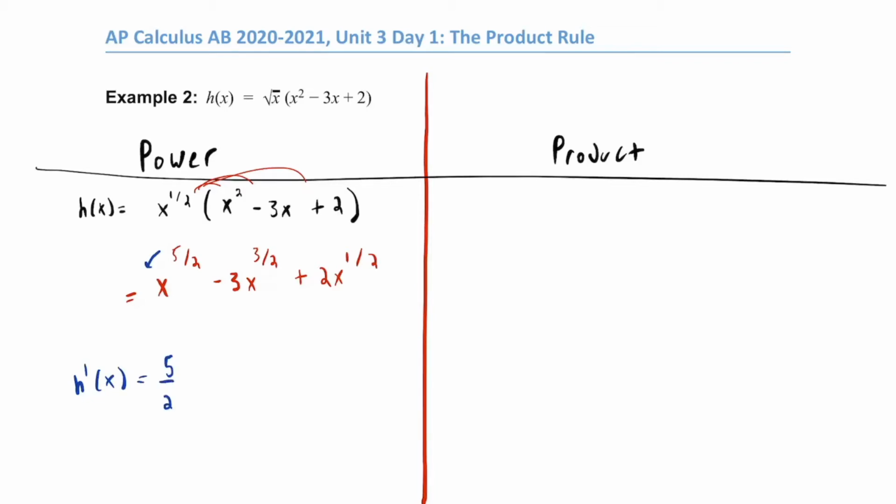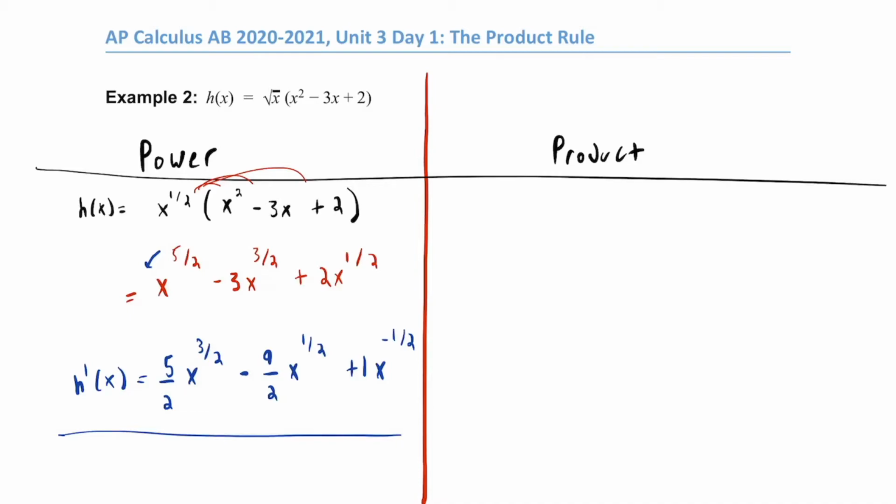5/2 comes out front, x to the 5/2 minus 1 is 3/2. 3/2 times negative 3 is minus 9 over 2, x to the 1/2. Then 1/2 times 2 plus 1, x to the negative 1/2. I didn't time myself there, but you could have timed me.